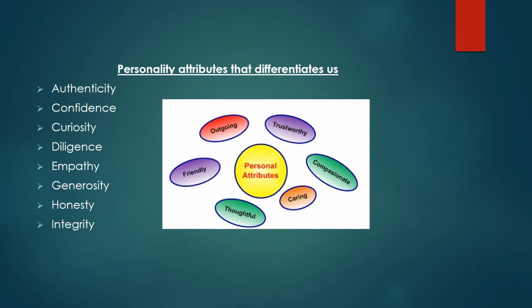Let us look at personality attributes that differentiate us. We have authenticity, confidence, curiosity, diligence, empathy, generosity, honesty, integrity. And in this table here, I also included many other points, and the points are many that we can't exhaust them, so I'd expect you to add yours onto this list.